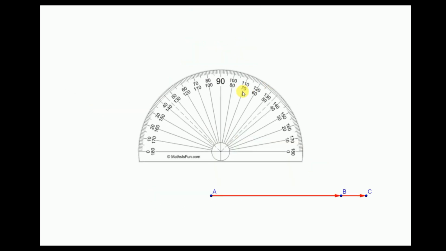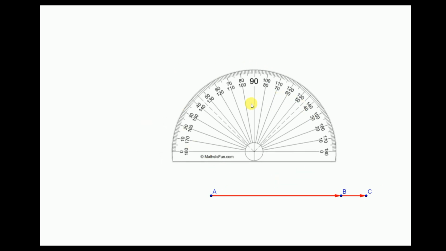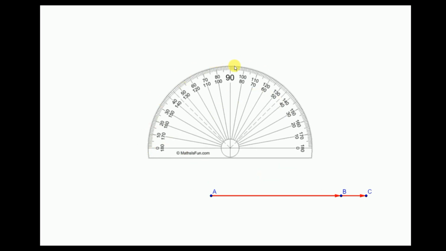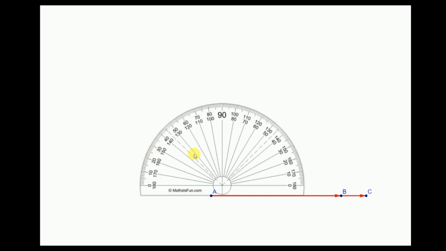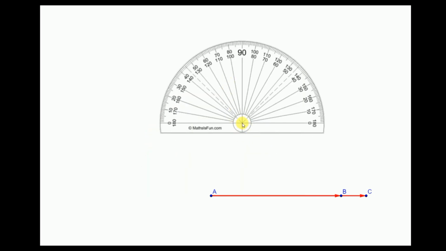The instrument that we use to measure an angle is called a protractor. A protractor has the shape of a semi-disc, and a semi-disc has a center. This point is the center of the protractor, and on a protractor we have a set of numbers starting from 0 till 180, and another set of numbers from left to right going from 0 till 180.